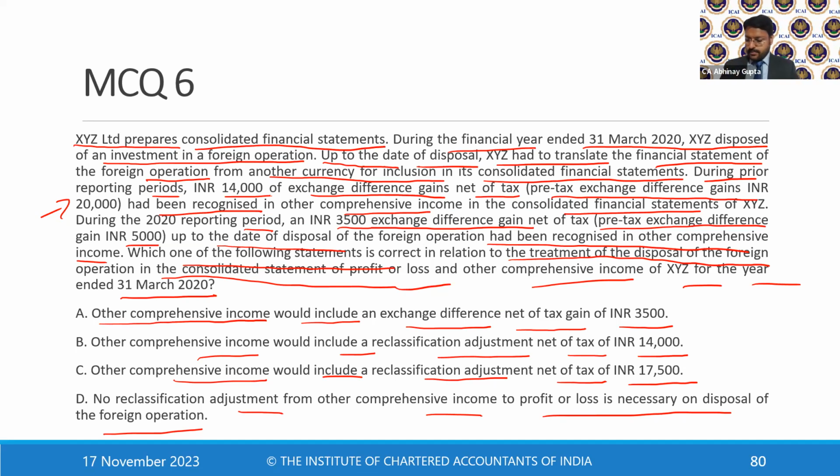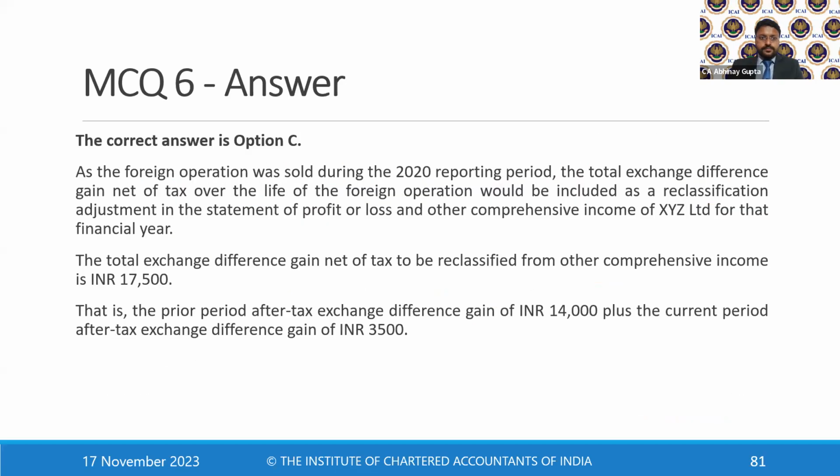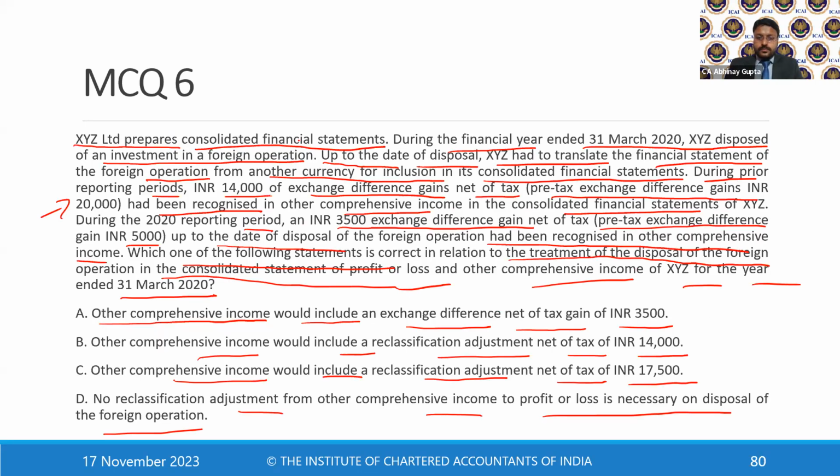Okay. I hope you must have come up with the answer. So what is the answer? Let's see. The correct answer is option C. What is option C? Other comprehensive income should include a reclassification adjustment for amount INR 17,500 net of tax, right?